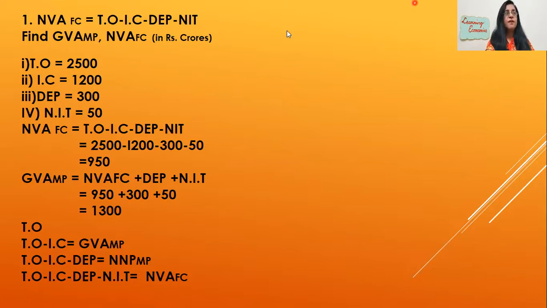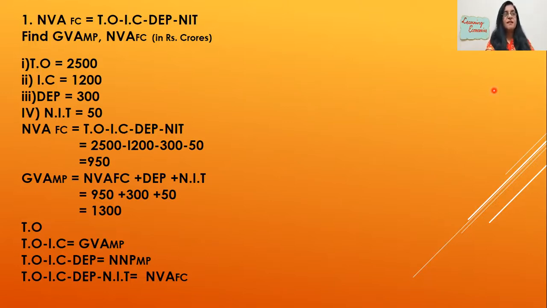Here you can see that NVAFC is equal to total output (TO), intermediate consumption (IC), depreciation (DEP), and net indirect taxes. Now we have to find GVAMP and NVAFC. What is GVAMP? Gross value added at market price. And what is NVAFC? Net value added at factor cost. I hope you have already done these things. Here the values are given in rupees crores. Total output is equal to 2500, intermediate consumption is equal to 1200, depreciation is equal to 300, and net indirect taxes is equal to 50.